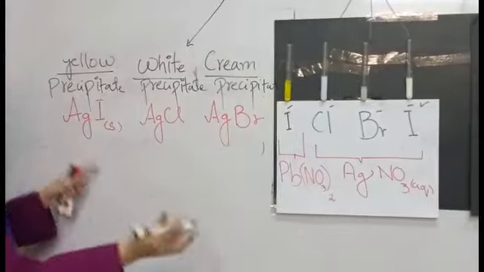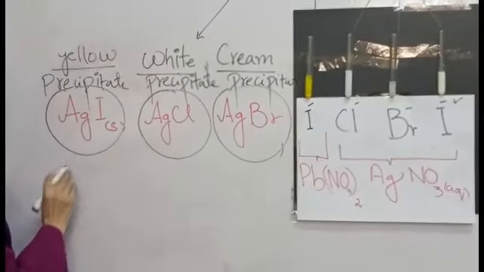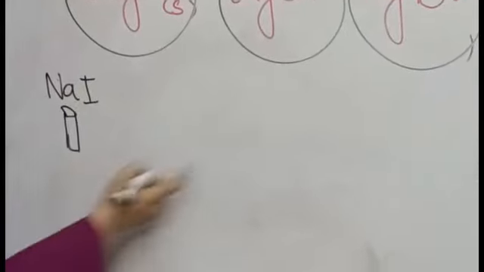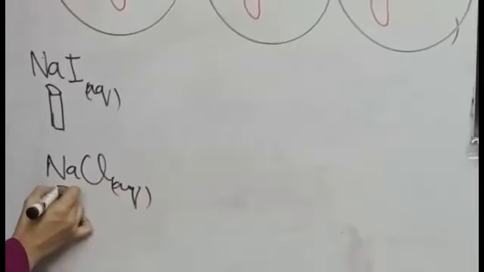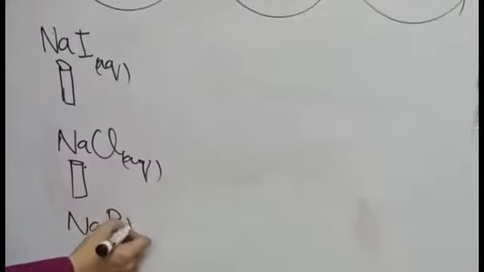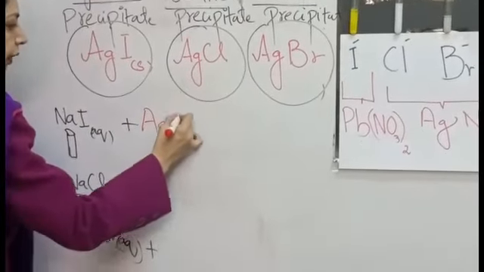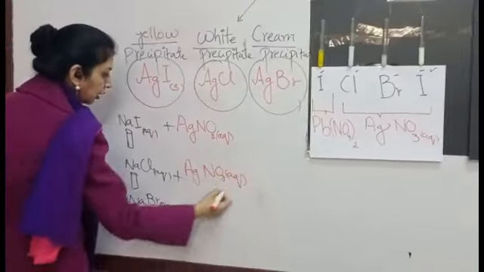Now I will explain these equations for silver iodide, silver chloride and silver bromide. What is the reagent for the reaction? You have sodium iodide in a test tube, sodium chloride solution aqueous in a test tube, and sodium bromide aqueous. As you know, all sodium salts are soluble. And you add a reagent which is used to identify halide ions: AgNO3 aqueous.